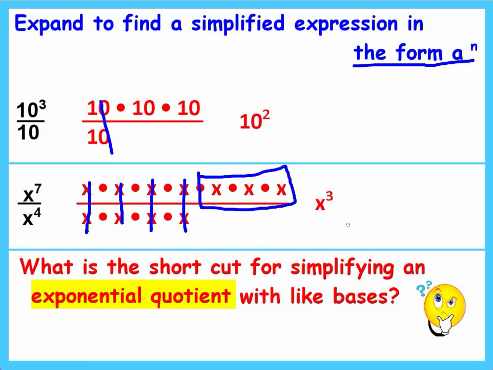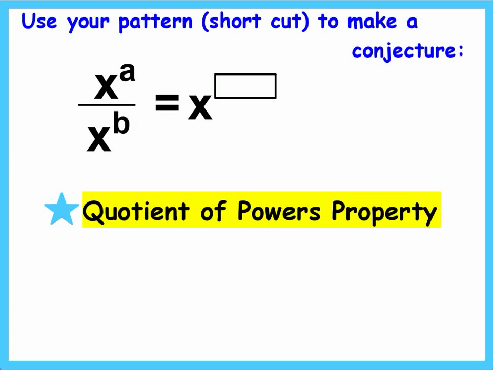So all of this happening, what are you noticing? What shortcut do you think we could use when we're using quotients or division with the same bases? What do you notice from here to here? Okay, so what do you think would go in this box if we had x to the a power over x to the b power? What are we doing with our two exponents? What we're doing is subtracting.